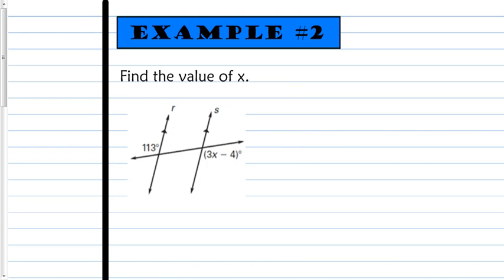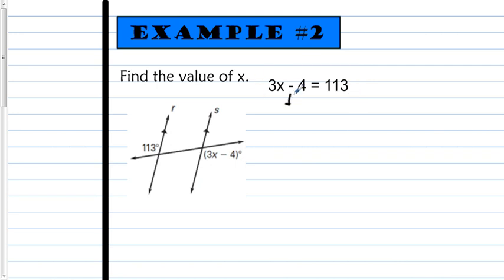alternate exterior angles. So because of that, if we look back at our information that we have from the beginning, it says that alternate exterior angles have the same measure. So I know that 3x minus 4 equals 113. So this angle, 3x minus 4, is equal to 113. So I need to get x by itself.